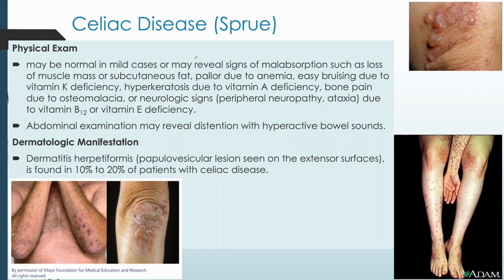On physical exam, it can be normal in mild cases. Most of the time, what you're going to see are signs of malabsorption. Loss of muscle mass and subcutaneous fat. They'll be pale due to the anemia, have easy bruising because of vitamin K deficiency, and hyperkeratosis because of vitamin A deficiency. A, D, E, and K, remember, are the fat-soluble vitamins. Because you're not digesting fats well, you're not absorbing these vitamins very well either. You can also get vitamin B12 deficiencies and things like that too.